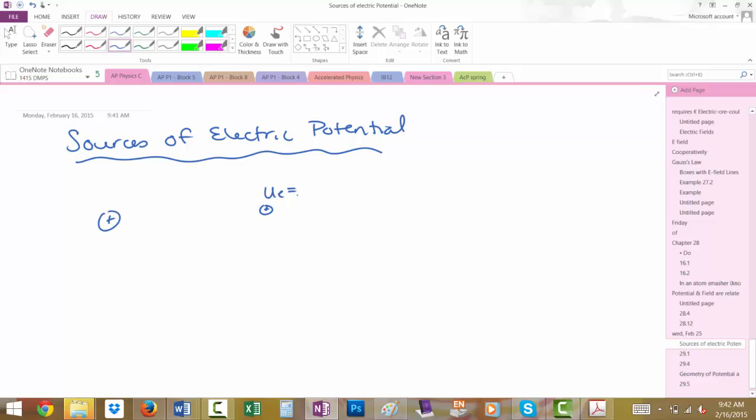So K, Q, Q over R. And we just have to keep in mind what's going on here. This is two point charges, right? In order to use this version of the equation, the QED version, you have to know the electric field. You can find it, right? Because that's KQ over R squared, and then things cancel out and you get the same thing.